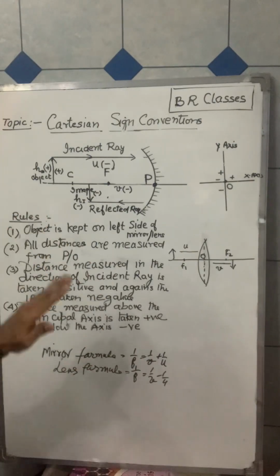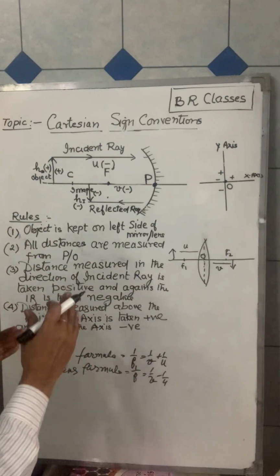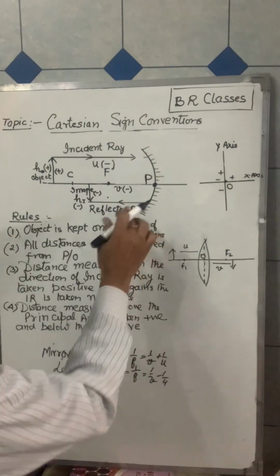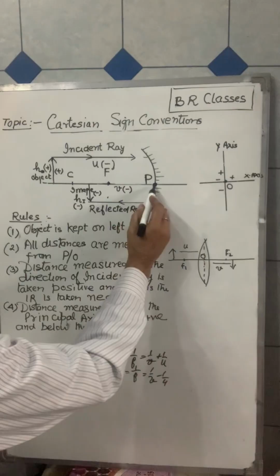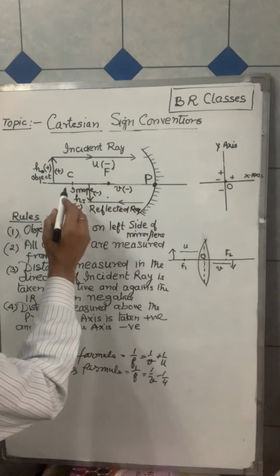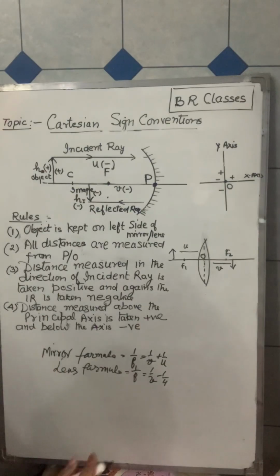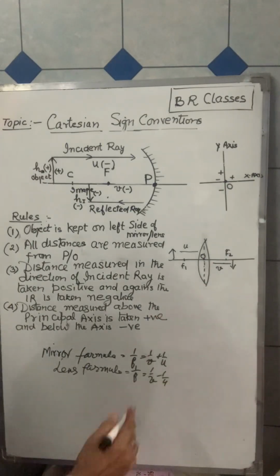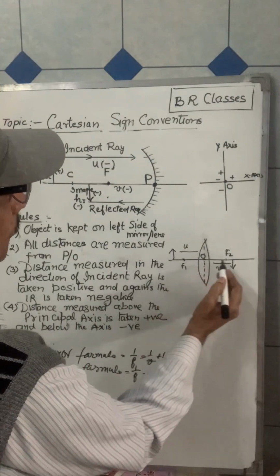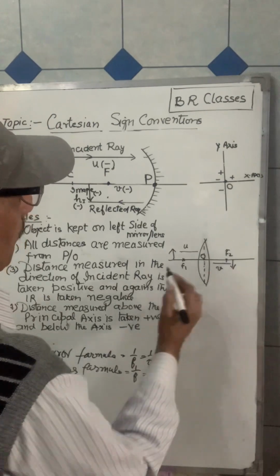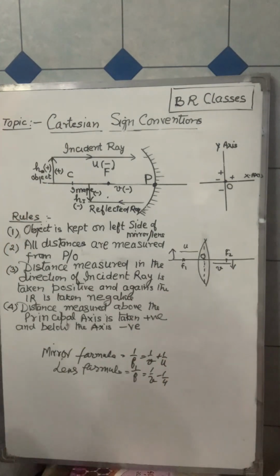Now, before starting the sign conventions, we take this concave spherical mirror. This is the pole, this is focus point F, and this is the center of curvature. While in a lens there is the optical center O, and these are the focus points, one principal focus and second principal focus. Now we'll start the sign conventions.